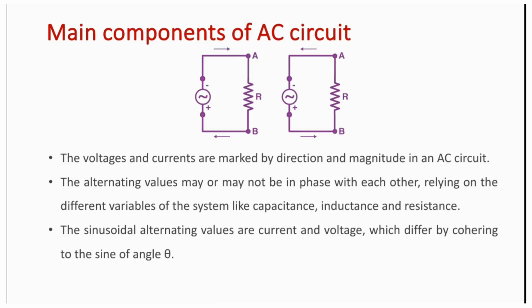A resistor is nothing but an element which restricts the flow of current. A capacitor stores energy in the form of electrostatic energy, so it is an energy storage element, and an inductor also stores energy in the form of electromagnetic energy, so it is also an energy storage element. All three elements have one common property: they restrict the flow of electric current.